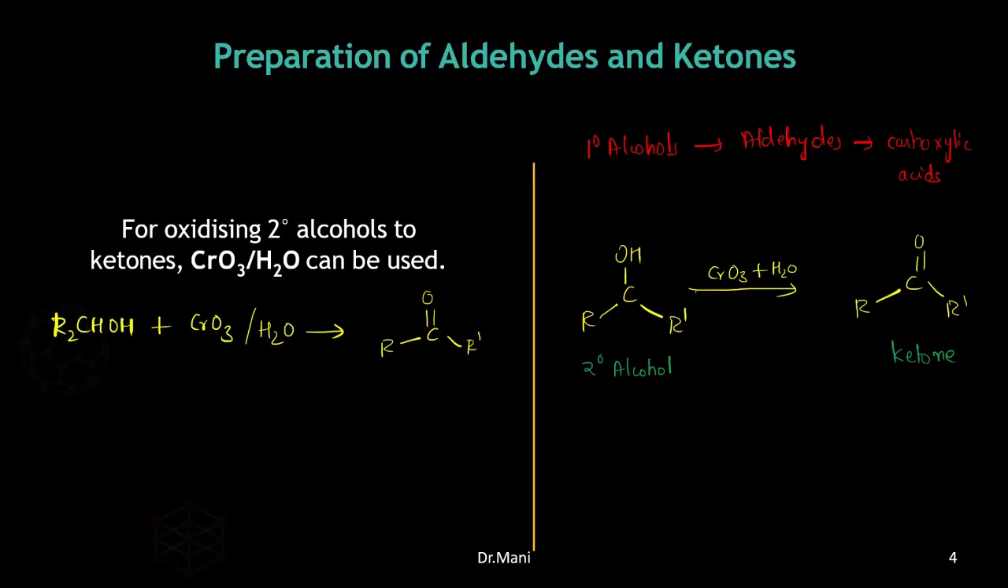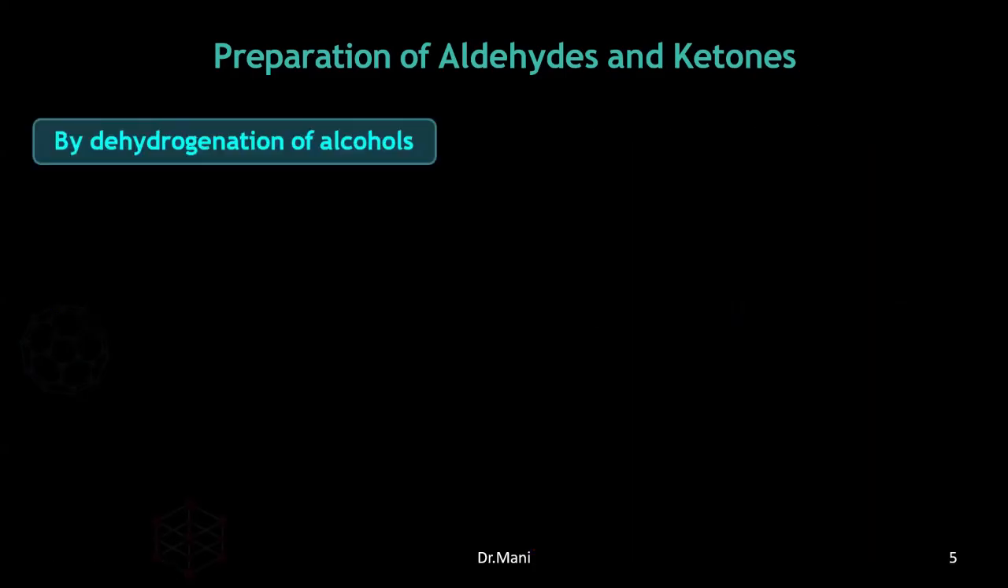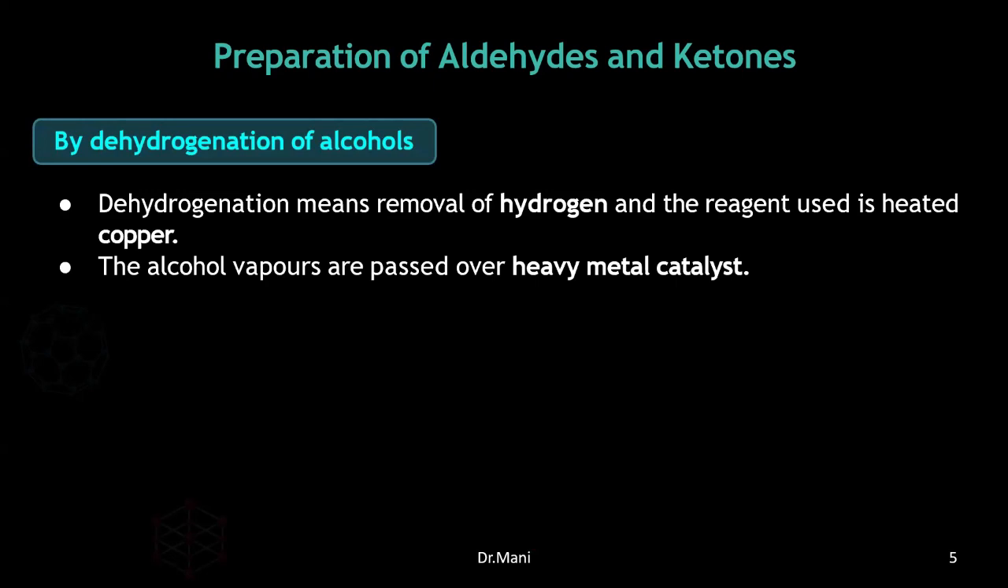Just remember, CrO3 is a strong oxidizing agent which efficiently converts secondary alcohols to only ketones. Just remember this. Clear? Yes, sir. So see here, secondary alcohols will convert into ketones by using the oxidizing agent CrO3, which is not a selective oxidizing agent. So next one, by dehydration of alcohols. So what is the meaning of dehydration?